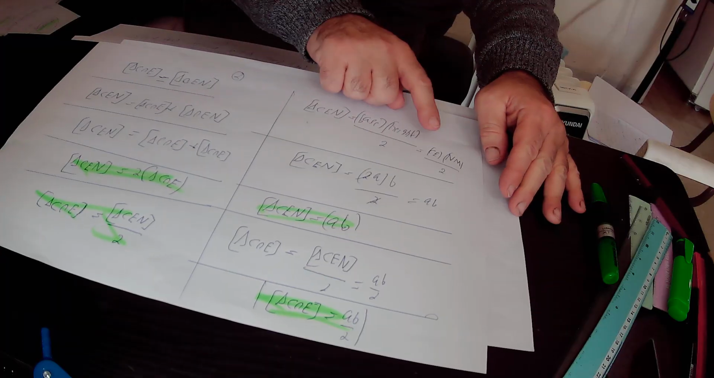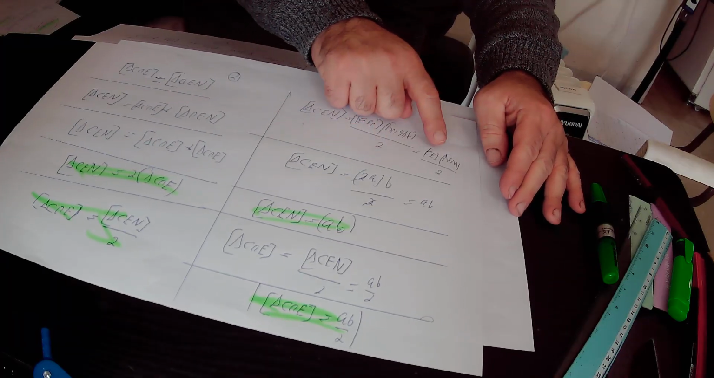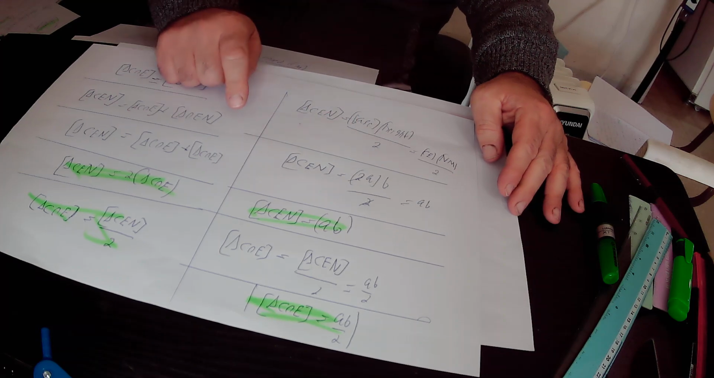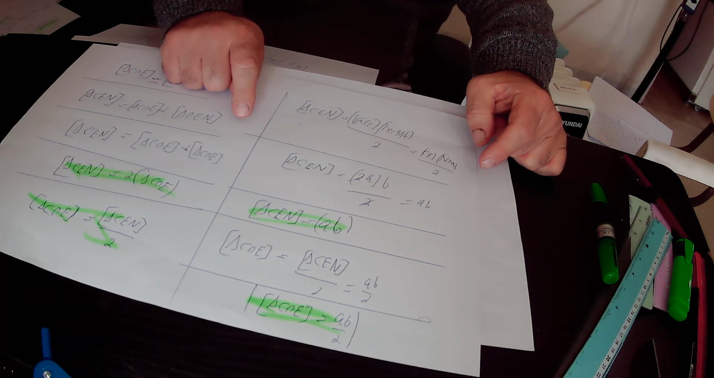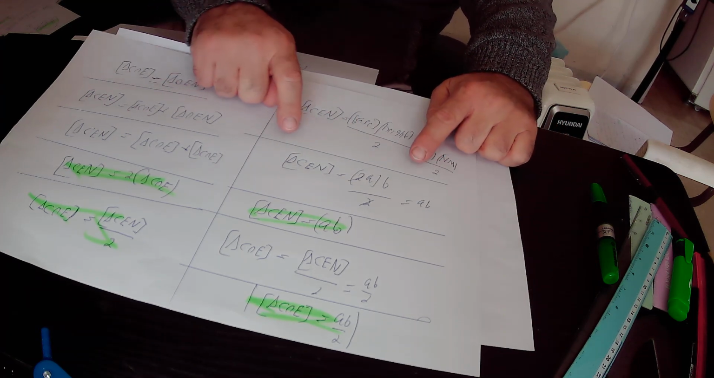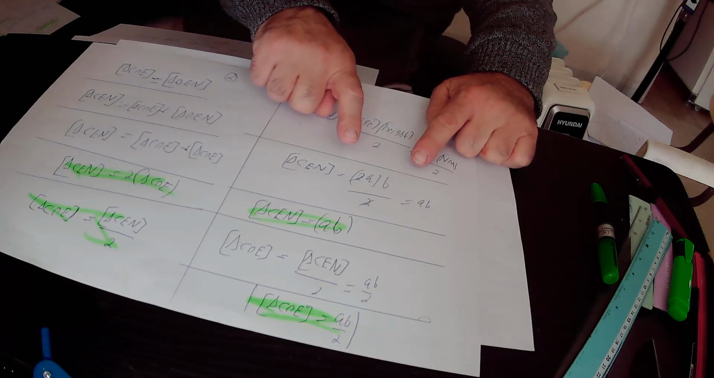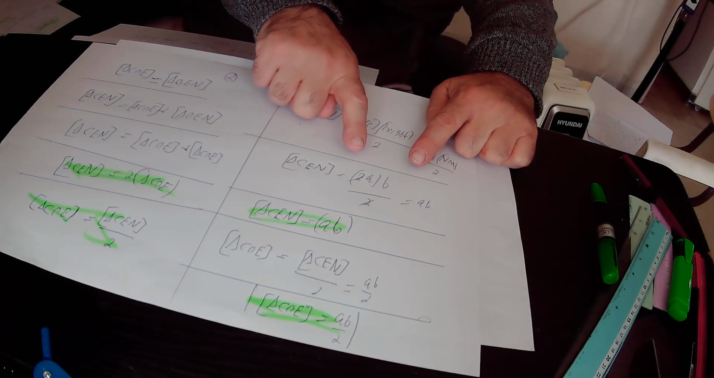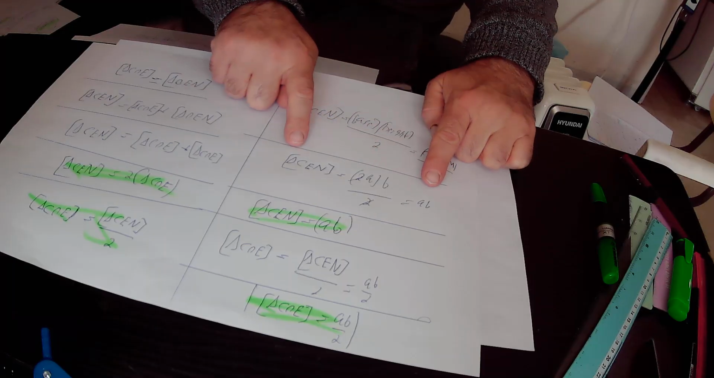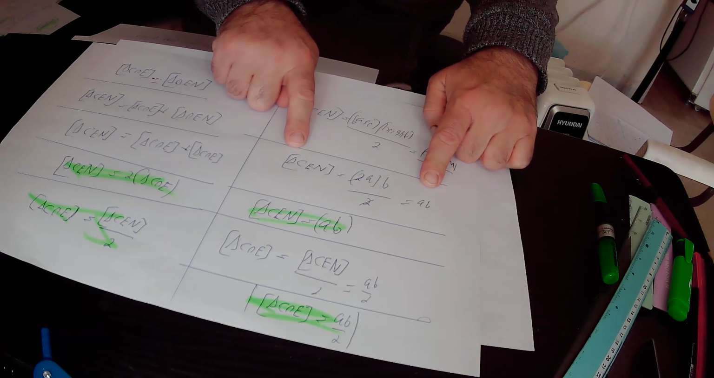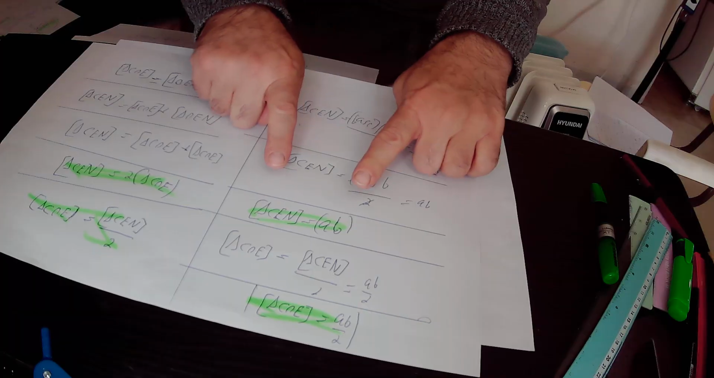So we substitute CE by 2A and MN by B. So in total, the area of the big triangle CEN equals 2AB over 2. We have 2 in the numerator, 2 in the denominator, so the 2s will get cancelled, and we are left only with A times B. So in total, we found out that the area of the big triangle CEN equals A times B squared in size.